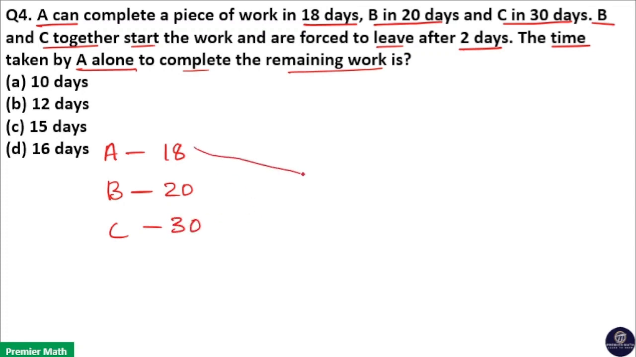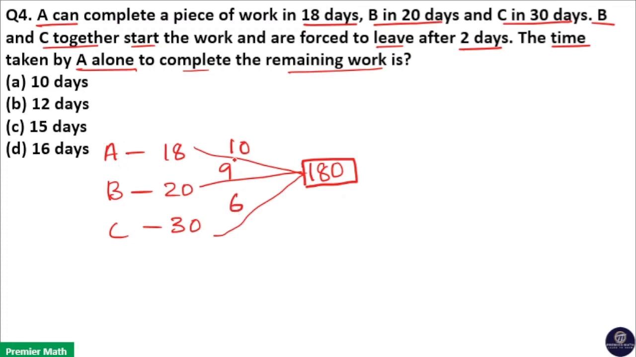Now all are doing the same job. So take the LCM of 18, 20 and 30. Here LCM is 180. Now 18 goes 10 times in 180, 20 goes 9 times in 180, 30 goes 6 times in 180. Now the concept of this diagram means 180 unit is the total work. Now A's efficiency is 10, B's efficiency is 9, C's efficiency is 6.